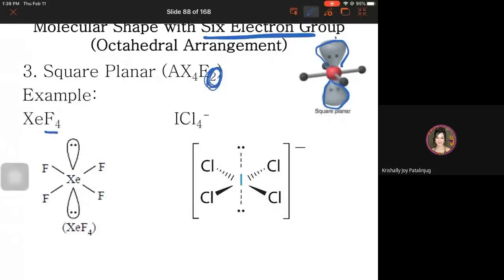Okay. So recall na to. Again, we have five major geometric orientations. So meron tayong linear arrangement, meron din tayong trigonal planar arrangement. We also have tetrahedral, the trigonal bipyramidal, and lastly is octahedral arrangement. Yan yung main na geometric orientation. Okay? So, do you have any question for this topic before tayo mag-proceed?